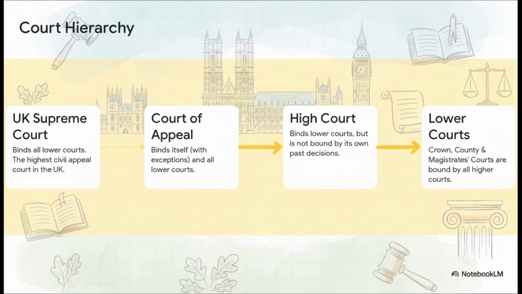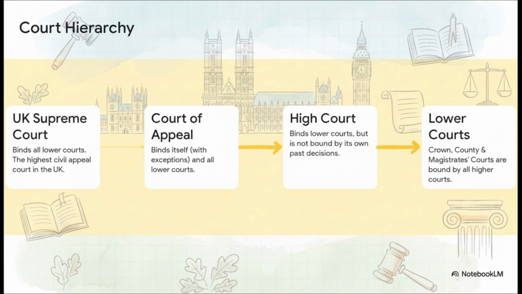Let's break down this pecking order, nice and simple. At the very top, the final boss, you have the UK Supreme Court. Its decisions bind every single court below it, no exceptions. Right below them, you've got the very powerful Court of Appeal. It binds all the courts beneath it, and as we'll see in a minute, it generally has to follow its own past decisions too.